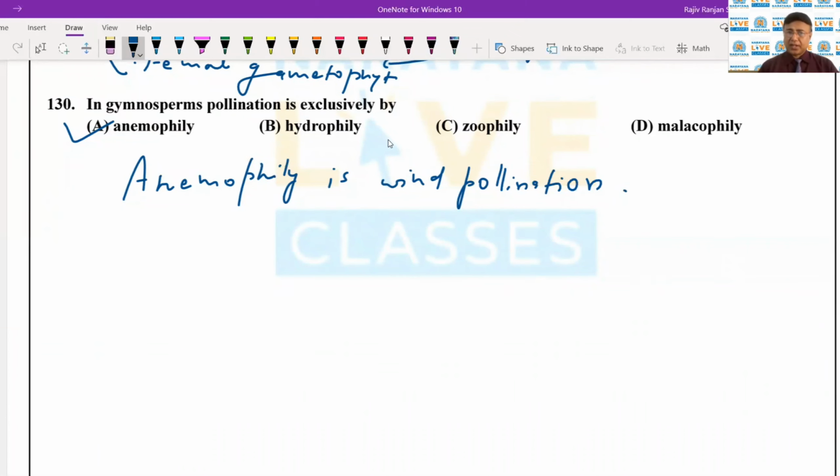Hydrophily means pollination by the agency of water, which is absent in gymnosperm. Zoophily is the pollination with the agency of animals. It is absent in gymnosperm. Melicophily is the pollination with the help of snails, which is again absent in gymnosperm.